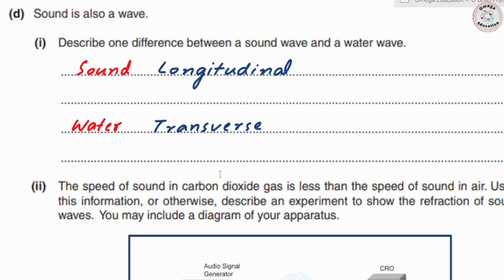If you want to define longitudinal and transverse as well, you can. Matter of fact, you should. So you can say sound waves travel in the form of compression and rarefaction, and water waves travel in the form of crests and troughs. The water waves have ups and downs, and the sound waves have the region of high pressure and the region of low pressure. So any of those statements can be used.